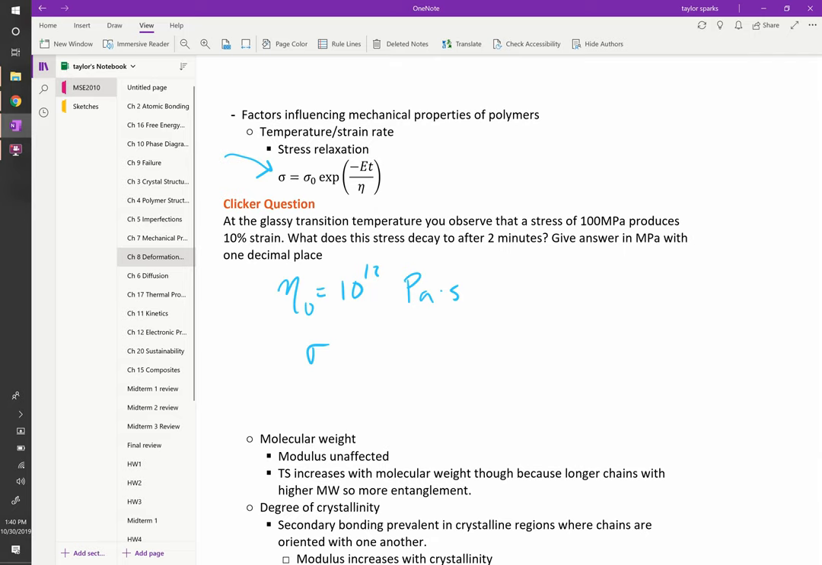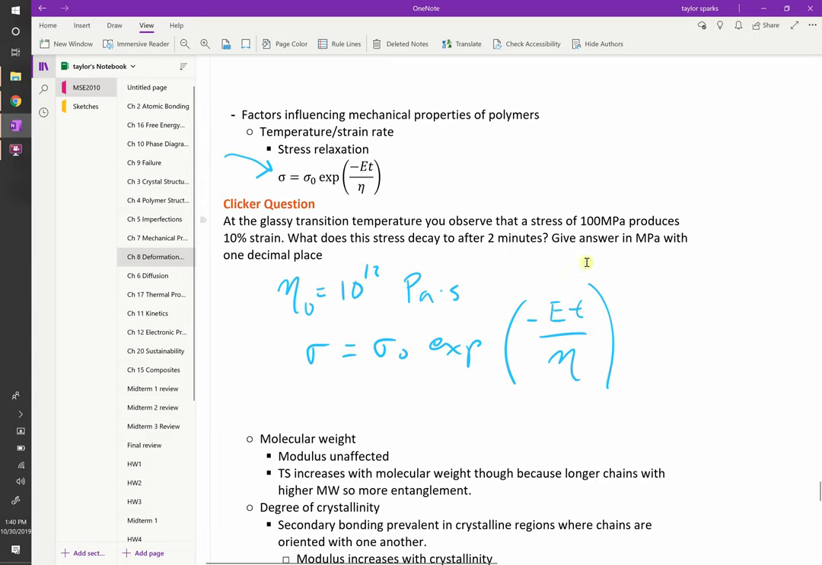We want to solve for what the stress is going to be after 2 minutes. So we need to know our initial stress. We're going to multiply that by the exponential of our modulus times time over viscosity. Okay? So what are we missing here?